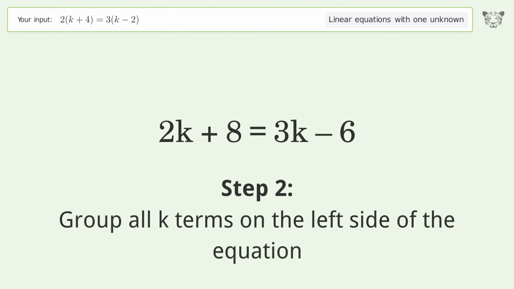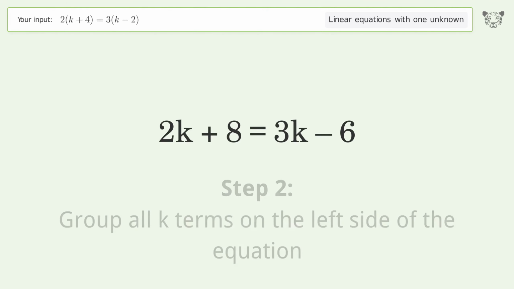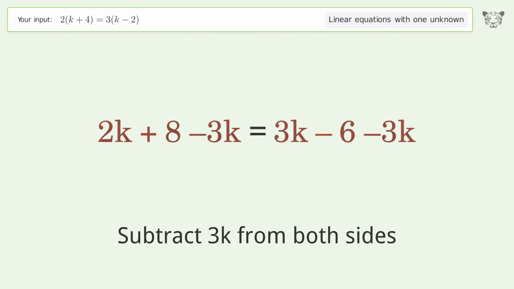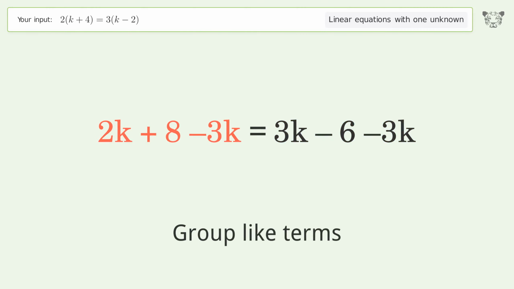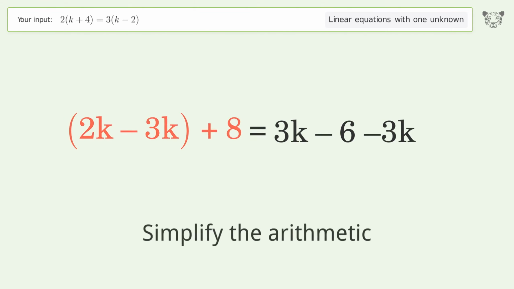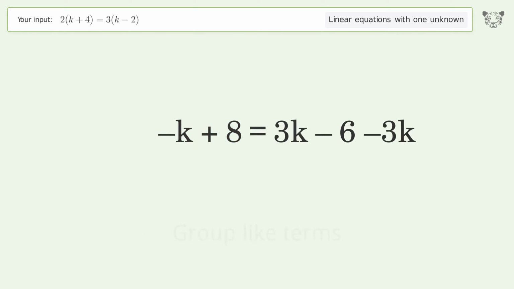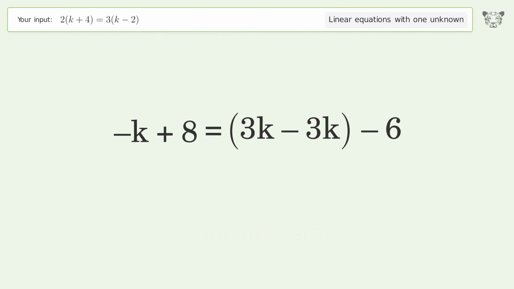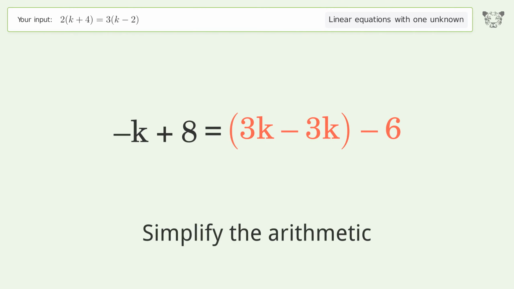Group all k terms on the left side of the equation. Subtract 3k from both sides. Group like terms. Simplify the arithmetic. Group like terms. Simplify the arithmetic.